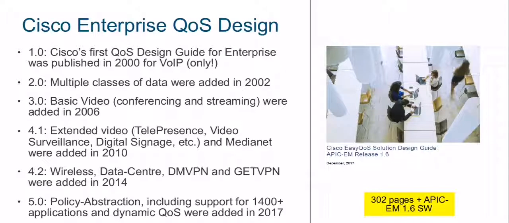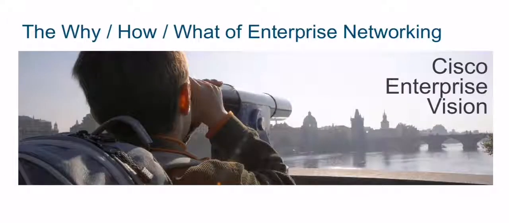All right, Cisco Enterprise QoS Design. This is for voice over IP. There's a specialization for voice over IP, that's the collaboration path. This guide is very useful for anyone going through that path. All right, let's start with the introduction, with the overview. The why, the how, and the what of enterprise networking.